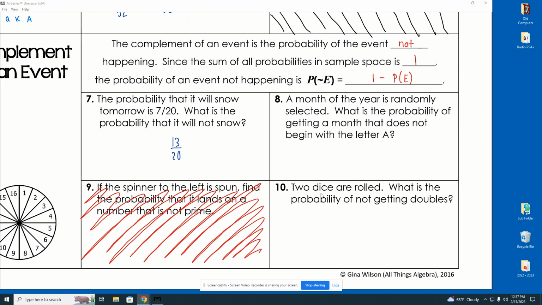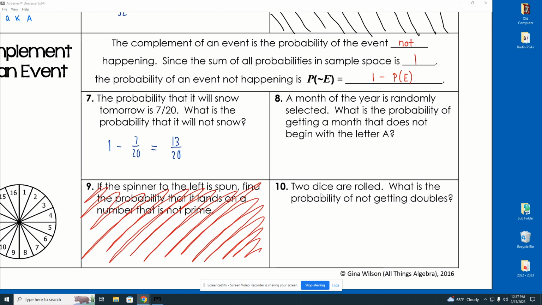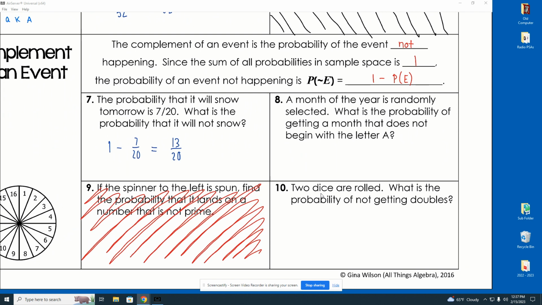However, I would like you to do this for me. If I want to find not snow, and snow is 7 out of 20, type in your calculator 1 minus 7 over 20. It's just proof that that's how you find not E. Right? You do alpha y equals number 1. So 1 minus 7 over 20, sure enough, what did it give you? Exactly what you knew the answer to be. Okay? Here's the point. Here's where it is useful.